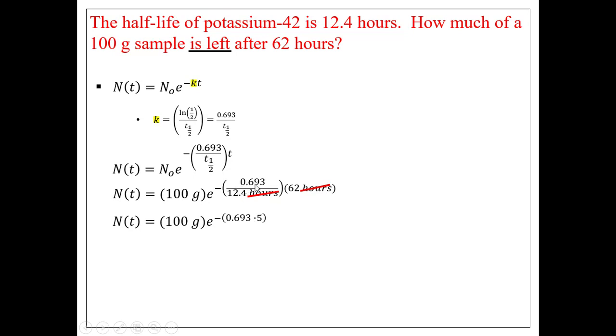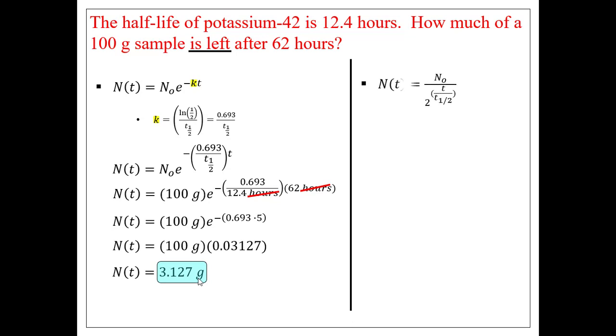You can simply take 0.693 times 62 and then divide by 12.4, that's entirely up to you. I just went ahead and took 62 divided by 12.4 to see if there are any whole cycles, which happens to be 5. From here, it's really just calculator work. If you do 100 times e raised to the negative, in parentheses, 0.693 times 5, you'll get 0.03127. If you simplify that, you get about 3.127 grams. So that's how much is still left over from a 100-gram sample after 62 hours. N(t) is how much you still have left after 62 hours.